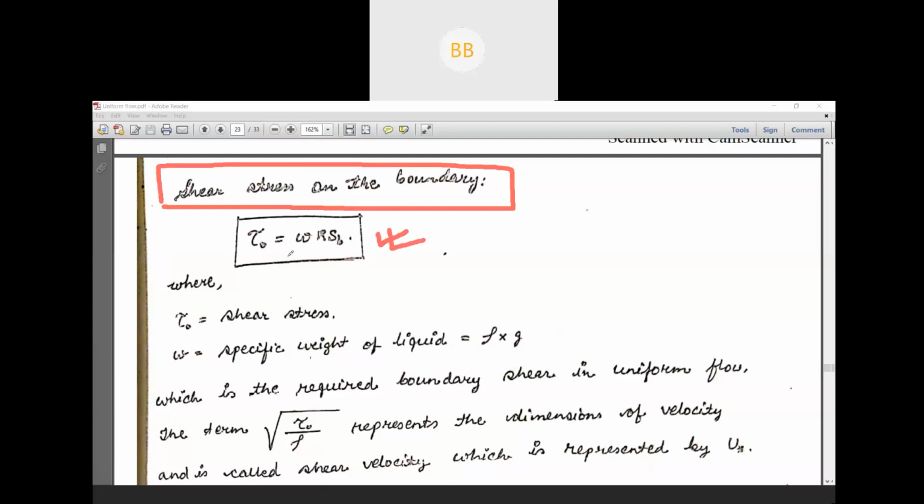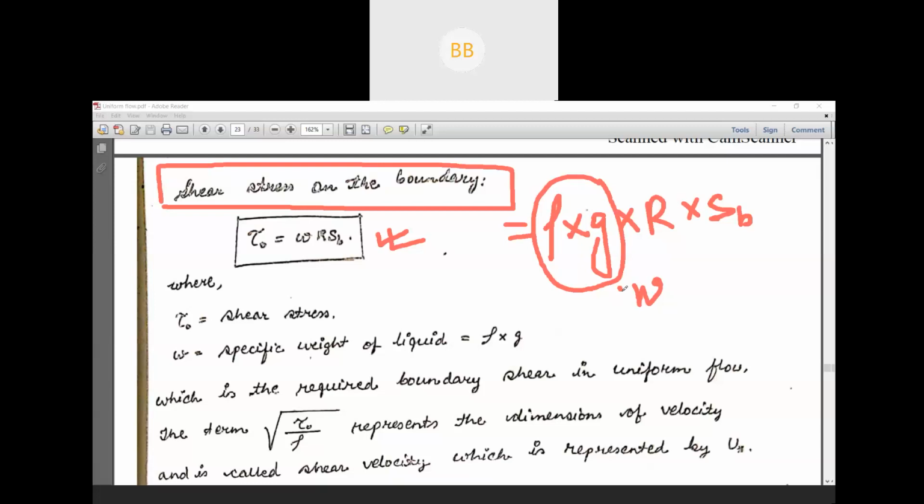This is nothing but your shear stress is equal to specific weight. In place of specific weight, you can also write rho multiplied by g, density multiplied by acceleration due to gravity, multiplied by R. What is R? We all know, and then we have to multiply it by bed slope. So shear stress is equal to rho into g, or you can write specific weight small w, multiplied by R, hydraulic radius, multiplied by bed slope.